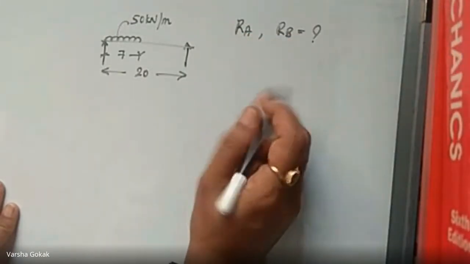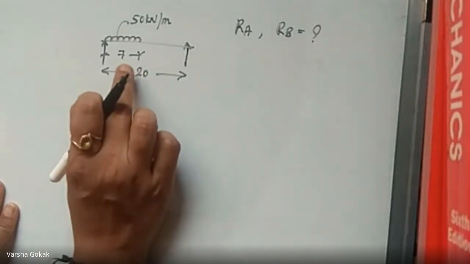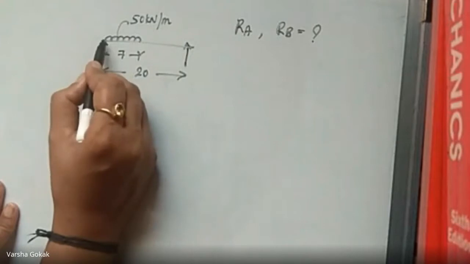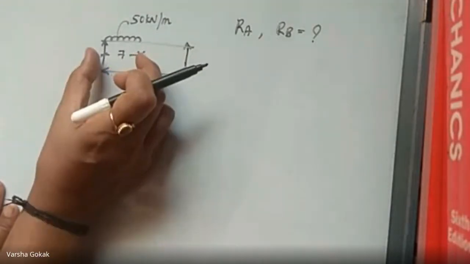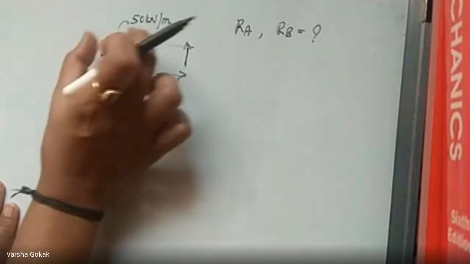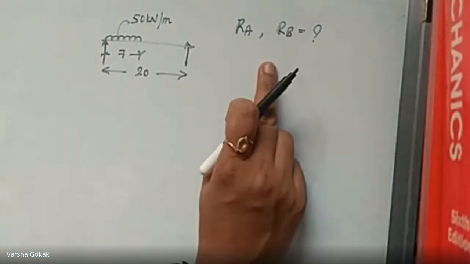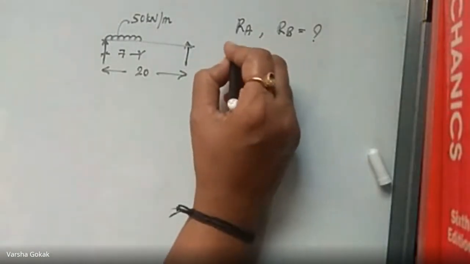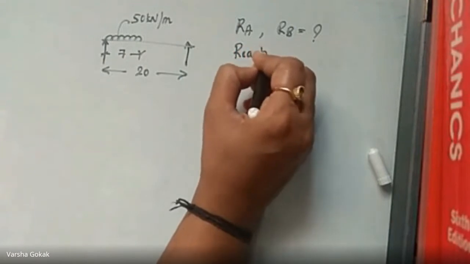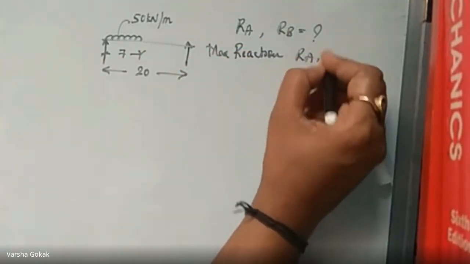It is understood. Reaction at A and reaction at B when the head of the UDL is at 7 meters from the left end. Meaning, if I'm calling this the entire UDL, I will be placing this UDL at different places and getting the values, right? I will explain how that comes. Then maximum reaction RA and maximum reaction RB.